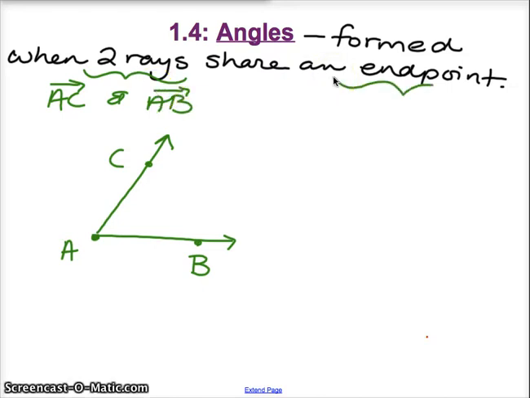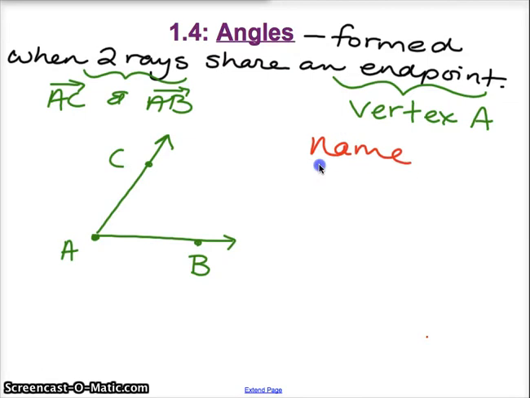That endpoint that they share is actually called the vertex. So angles have vertices. The vertex in this case is vertex A. It's a point. And we can name angles in one of a variety of ways. We can call this angle angle A. So we can name angles by their vertex. Sometimes there'll be a number in here, like number 1. We can also refer to the same angle as angle 1.